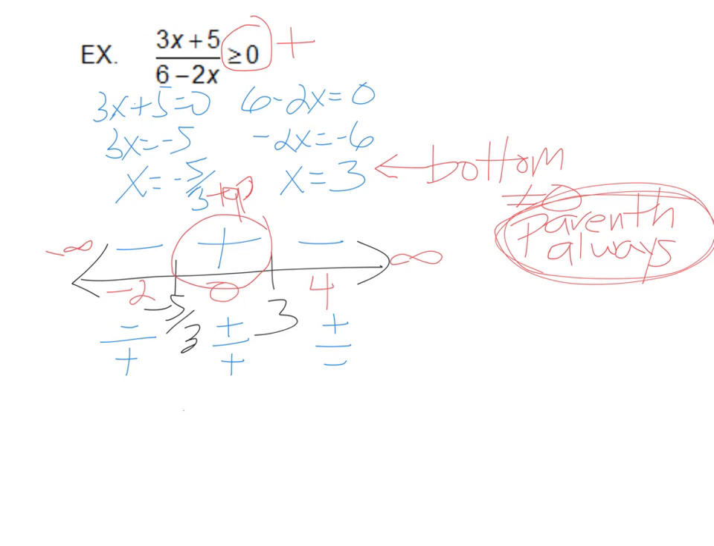Okay, so my answer is going to be, I'm looking for the positive section, which is right here in the middle. It starts at negative 5 thirds, stops at 3. The negative 5 thirds came from the top, and there's an equal to on my greater than, so that's a bracket. But my 3 came from the bottom. It doesn't matter if I have an equal to or not. It's not allowed to equal 3 on the bottom, so it's a parentheses.